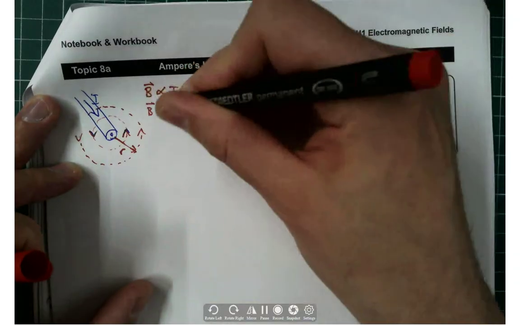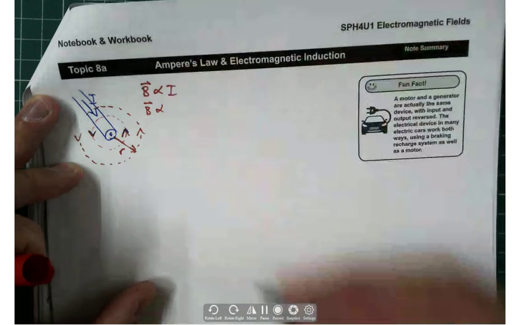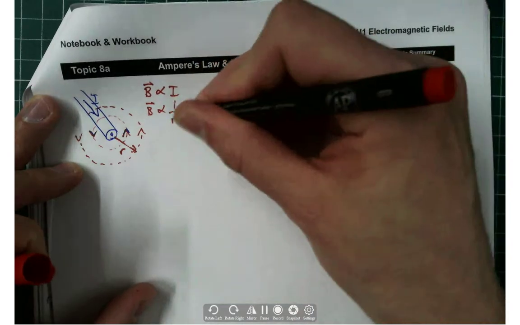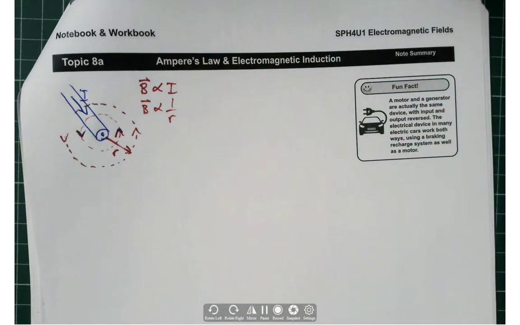Magnetic field is also proportional. Actually, I shouldn't say proportional. I should say inversely proportional to 1 over r, because what we said earlier was that magnetic field is being spread out over a circle, not a sphere. Now, inverse proportionality is reserved for things that spread out circularly. Inverse square proportionality, 1 over r squared, is for things that spread out spherically, right?